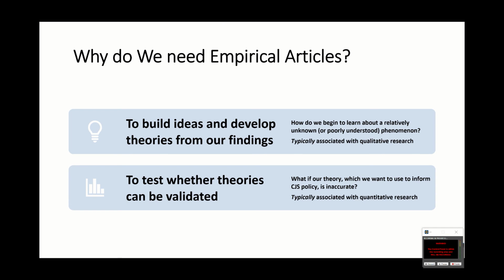We need empirical articles for several reasons. One is to build ideas and develop theories from our findings. Especially for poorly understood or rarely examined phenomena, this is a way to develop theories about these rare events, and this is typically associated with qualitative research. So the empirical articles are there for theory building. On the other hand, quantitative research is there to help validate or test theories. What if our theory, which we want to use to inform criminal justice system policy, is actually inaccurate? These empirical studies make sure that we are using evidence-based practices in day-to-day life in the justice system.